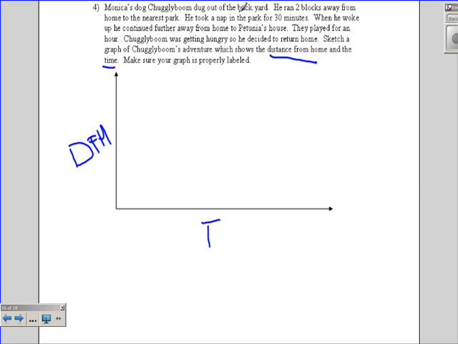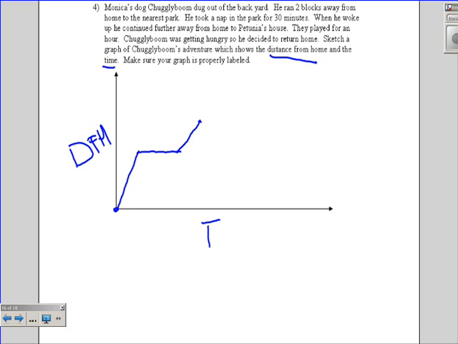And what is Chugly Boom doing? He's starting at home because he's in the backyard. He ran 2 blocks away from home to the nearest park. Okay? He took a nap in the park for 30 minutes. Is my distance going to be changing during that? No. He woke up, he continued further from home to Petunia's house. So he goes to Petunia's house.